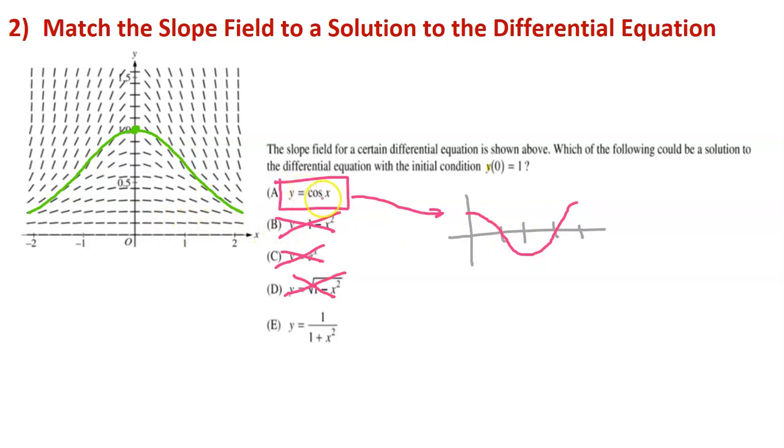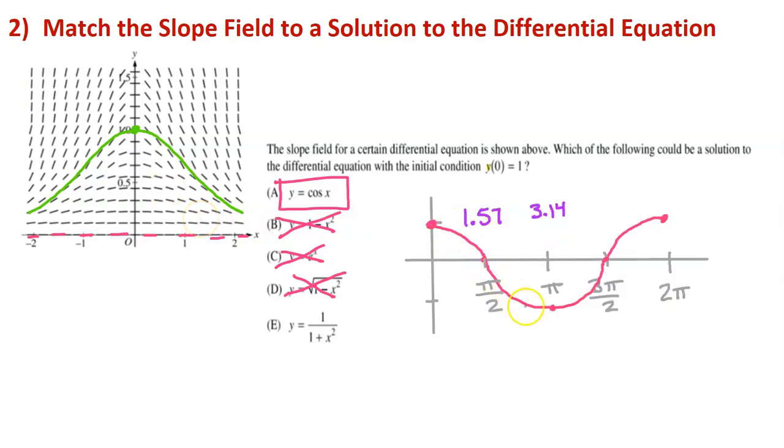The reason why I know this is not cosine is because look at the bottom line here where we have a string of horizontal slopes on the slope field. When you see this, you are looking at a horizontal asymptote. And cosine does not have a horizontal asymptote. Also, notice that cosine has a value of negative 1 at pi, which is approximately 3.14. And then cosine has a value of 0 at pi over 2, which is approximately 1.57.